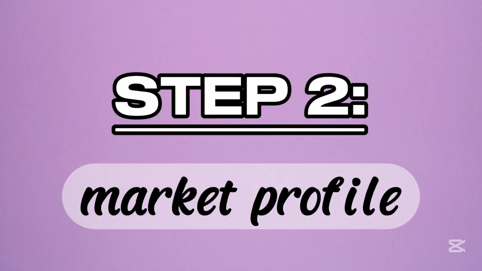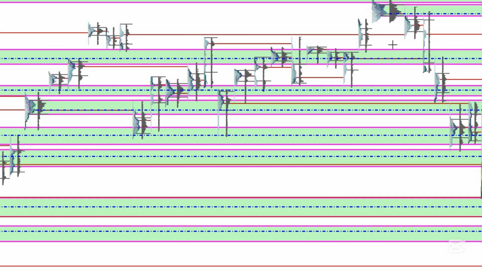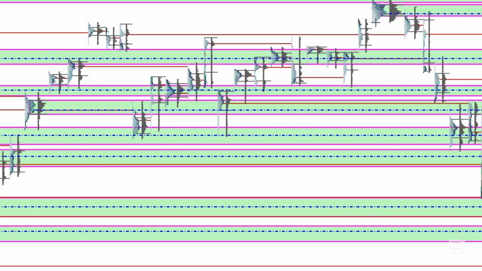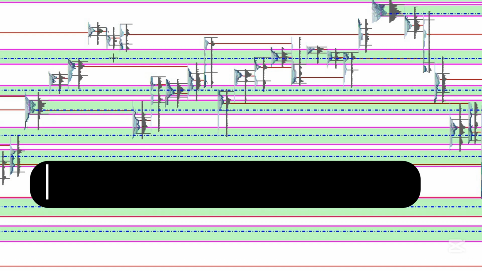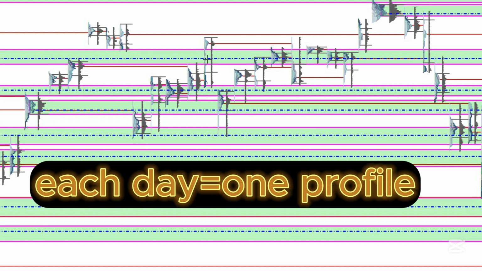Step number two is market profile. Market profile in one sentence is basically the time and volume spent at each price level. I have a video for this where I explain in detail what market profile is, and I'll put it on the top of the screen if you want to watch it. For now, just pay attention to this day over here. Every profile you see over here is one day.